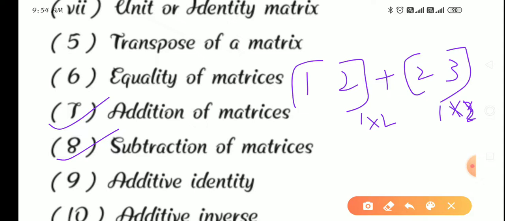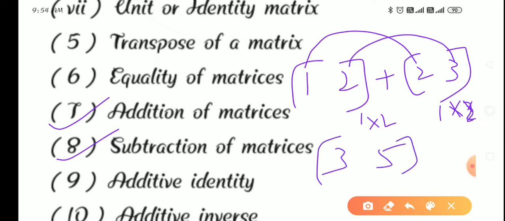So you can add. How can you add? You can add the corresponding elements. First element to first element, second element to second element. So 1 plus 2 is 3 and 2 plus 3 is 5, you can see. So like this, it is also a matrix of the same order, 1 by 2. Like this you can subtract.